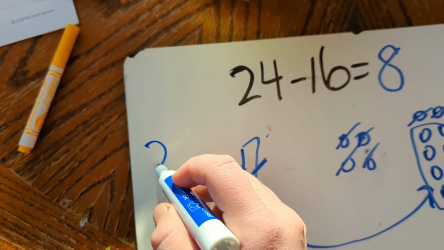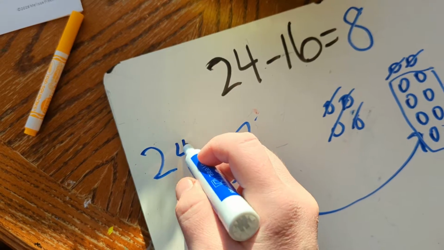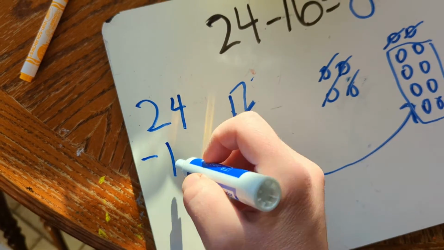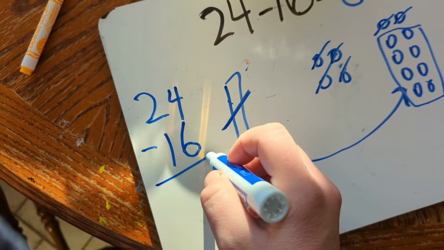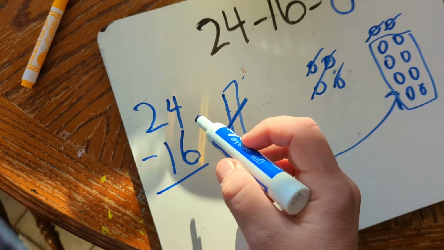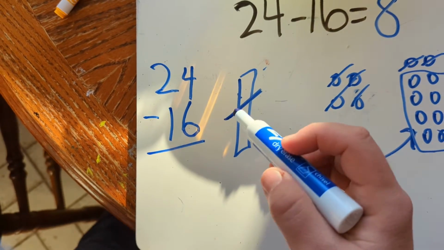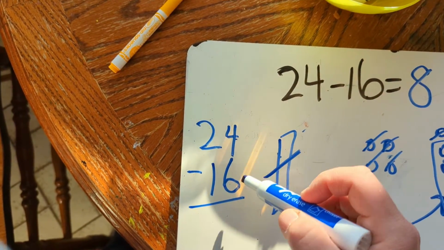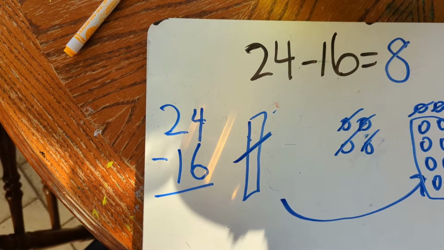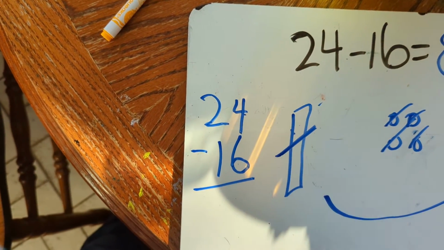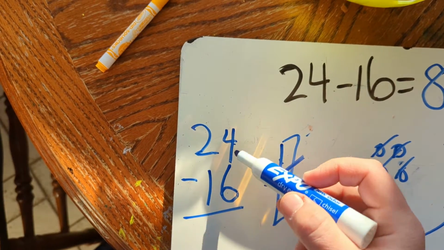Again, if you want to do the standard form, this is what moms and dads would have grown up with. We've got 24 take away 16. All right, well, here we go. 4 take away 6. Please do not make the mistake of saying, well, I'm going to take the 4 away from the 6. That's not how it works. You have to take this 6 away from that 4. But you can't, because 6 is bigger than 4.